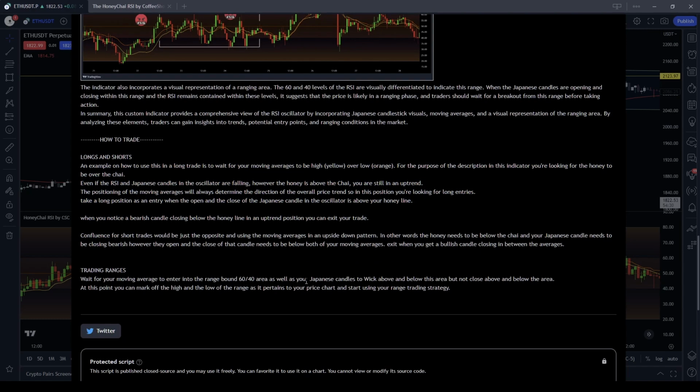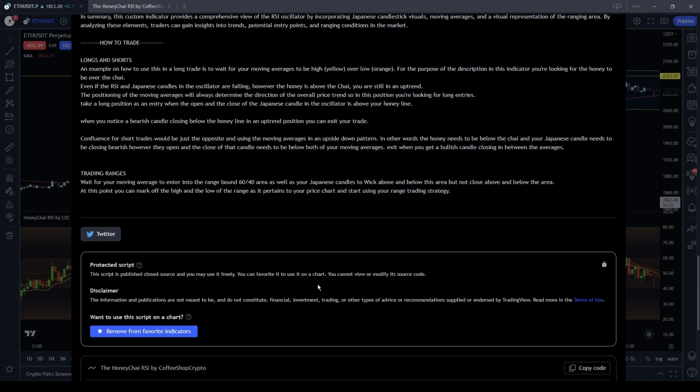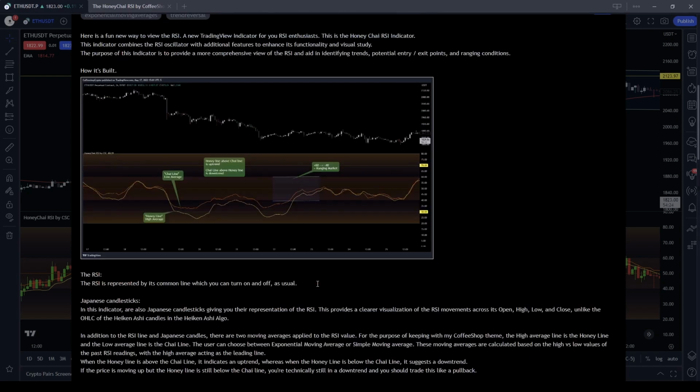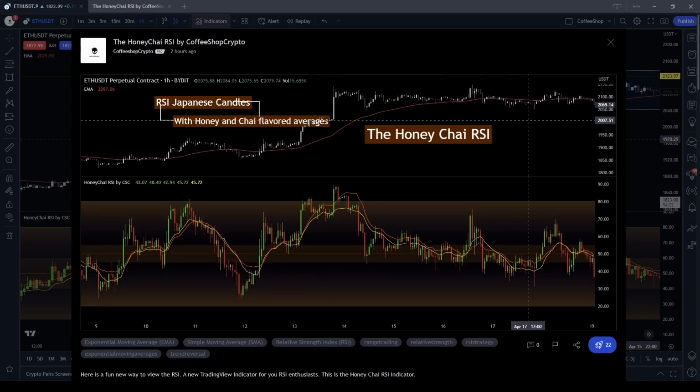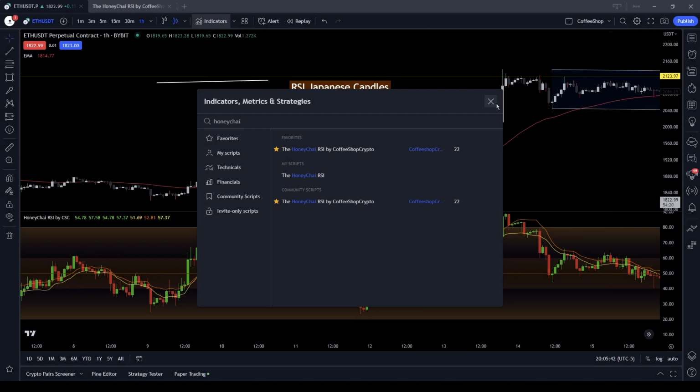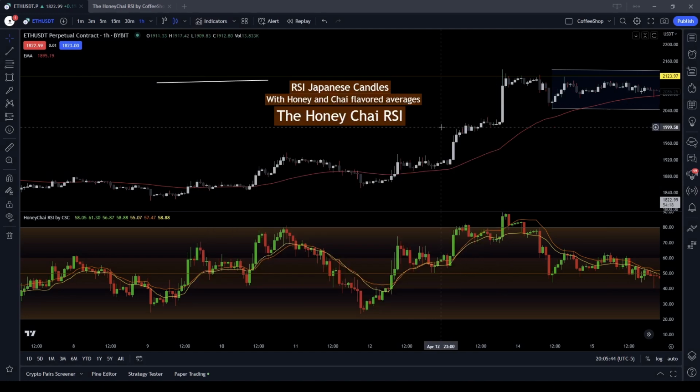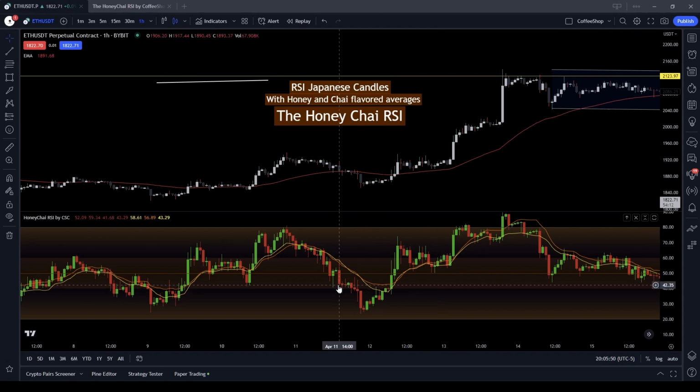You can use this for not only identifying trades, identifying trends and identifying trade entries. You can also use it for scalping or just taking longs or shorts. So aside from that, it's got some nice colors for the honey chai tea. So let's get into the breakdown of actually how it's built and what it does, right?